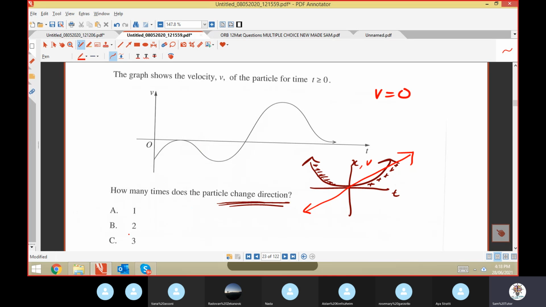Now the answer is actually 3. Can anyone tell me why it's 3? Not because of stationarity. When or where does V equal 0 3 times? How does that happen? I'll give you one. There's one. Anybody identify the other 2?